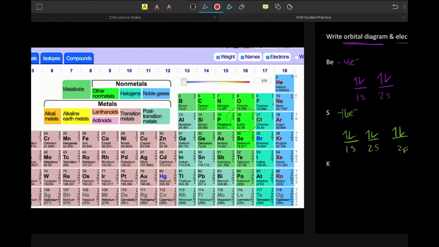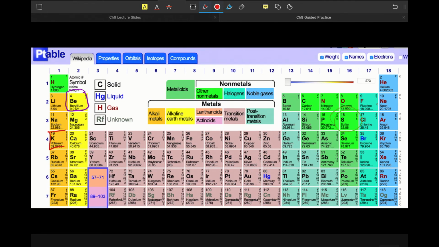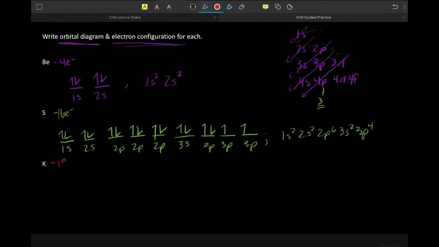And finally, potassium. Let's go find how many electrons potassium has. 19. So if we were going to do potassium, what do we have to do? It's just sulfur with 3 more electrons. Which is why, like I said, it becomes easier once you practice, but you have to do the practice. So 1s, 2s, 2p, and then 3s, and then 3p.